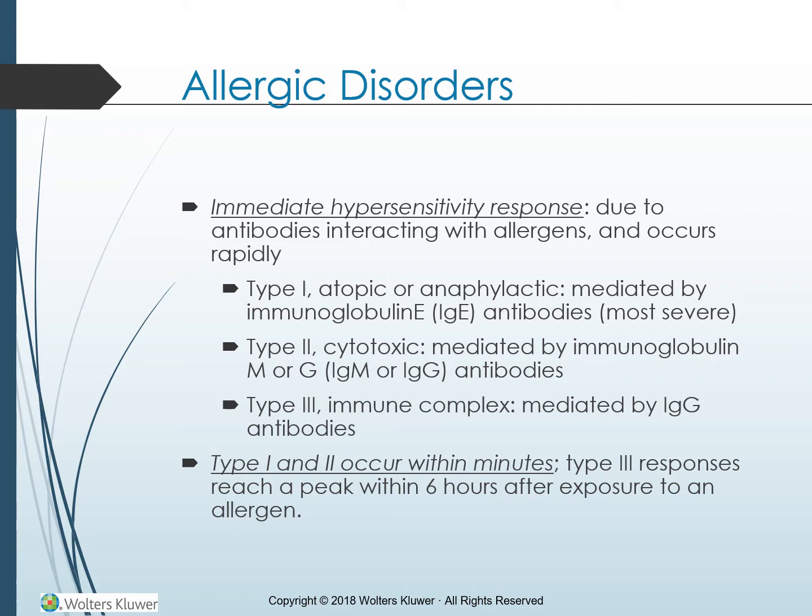A massive release of histamine causes vasodilation, increased capillary permeability, angioneurotic edema, which is acute swelling of the face, neck, lips, larynx, hands, feet, genitals, and internal organs, hypotension, and bronchoconstriction.